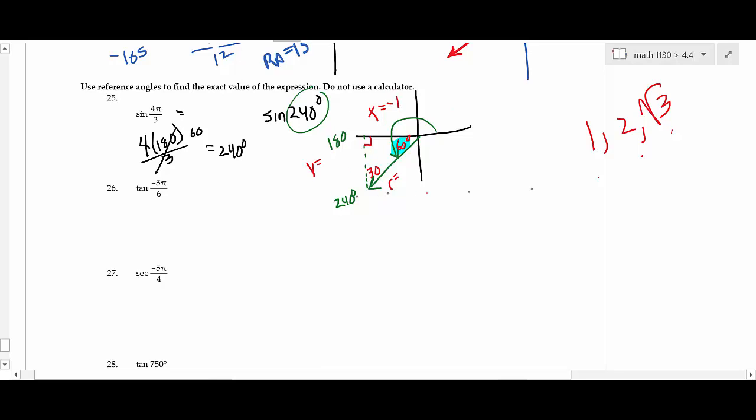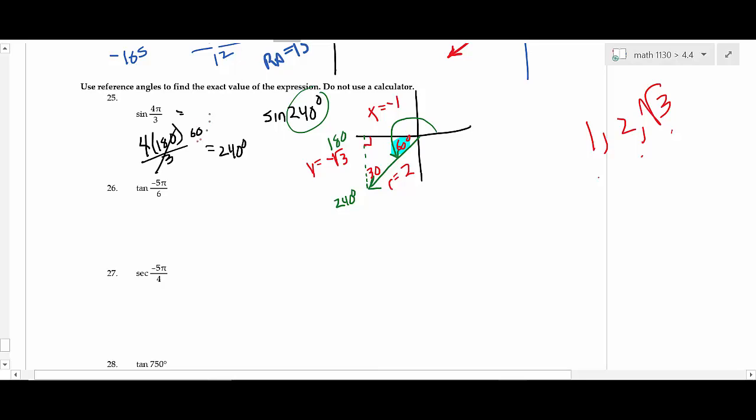All right. Where does the 2 go? That's the biggest, so where does it go? R is the biggest, so that's 2. And then y would be, on this, would be negative square root of 3. Now, it's negative because of the quadrant you're in. You're going left and down. That's why x and y are both negative.